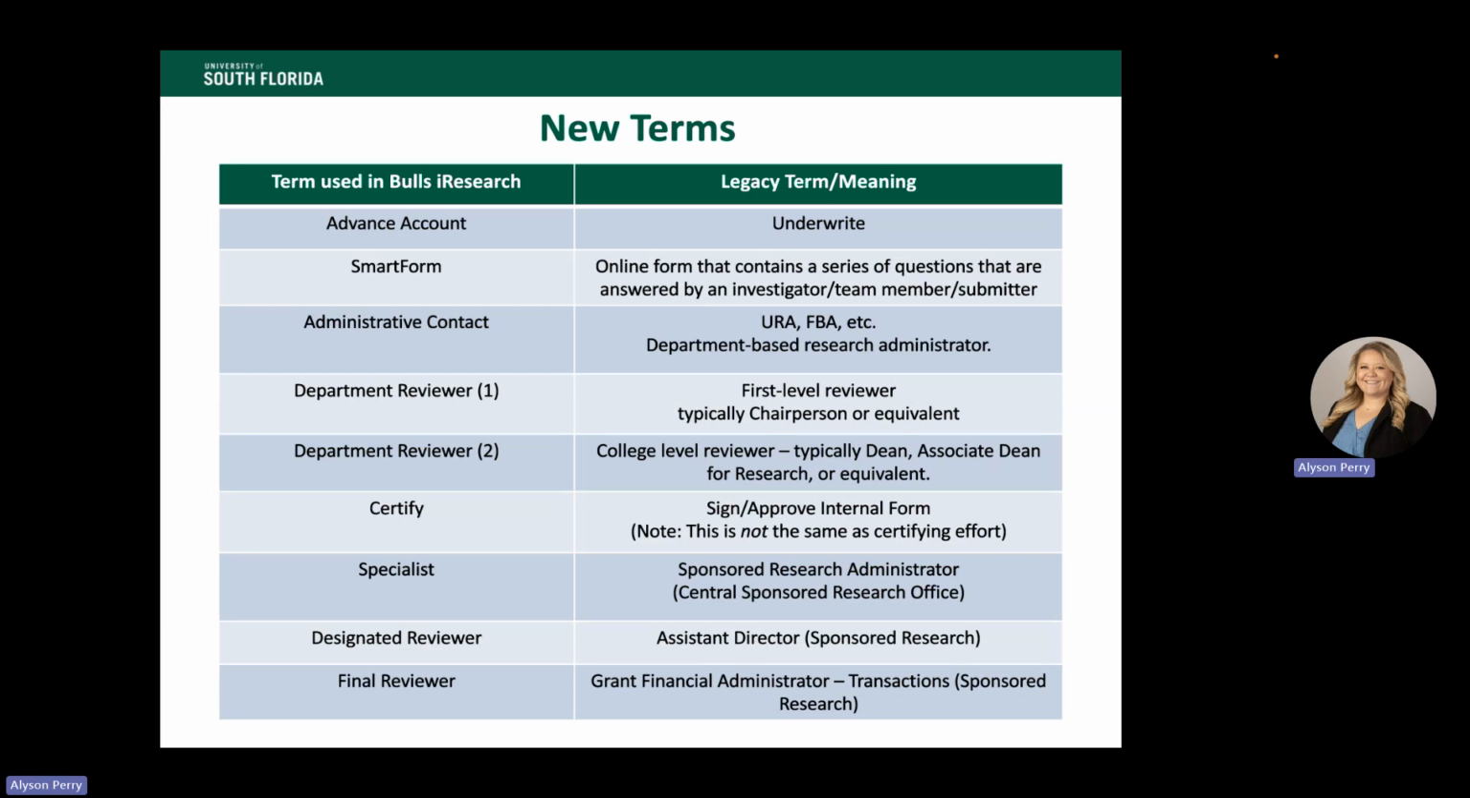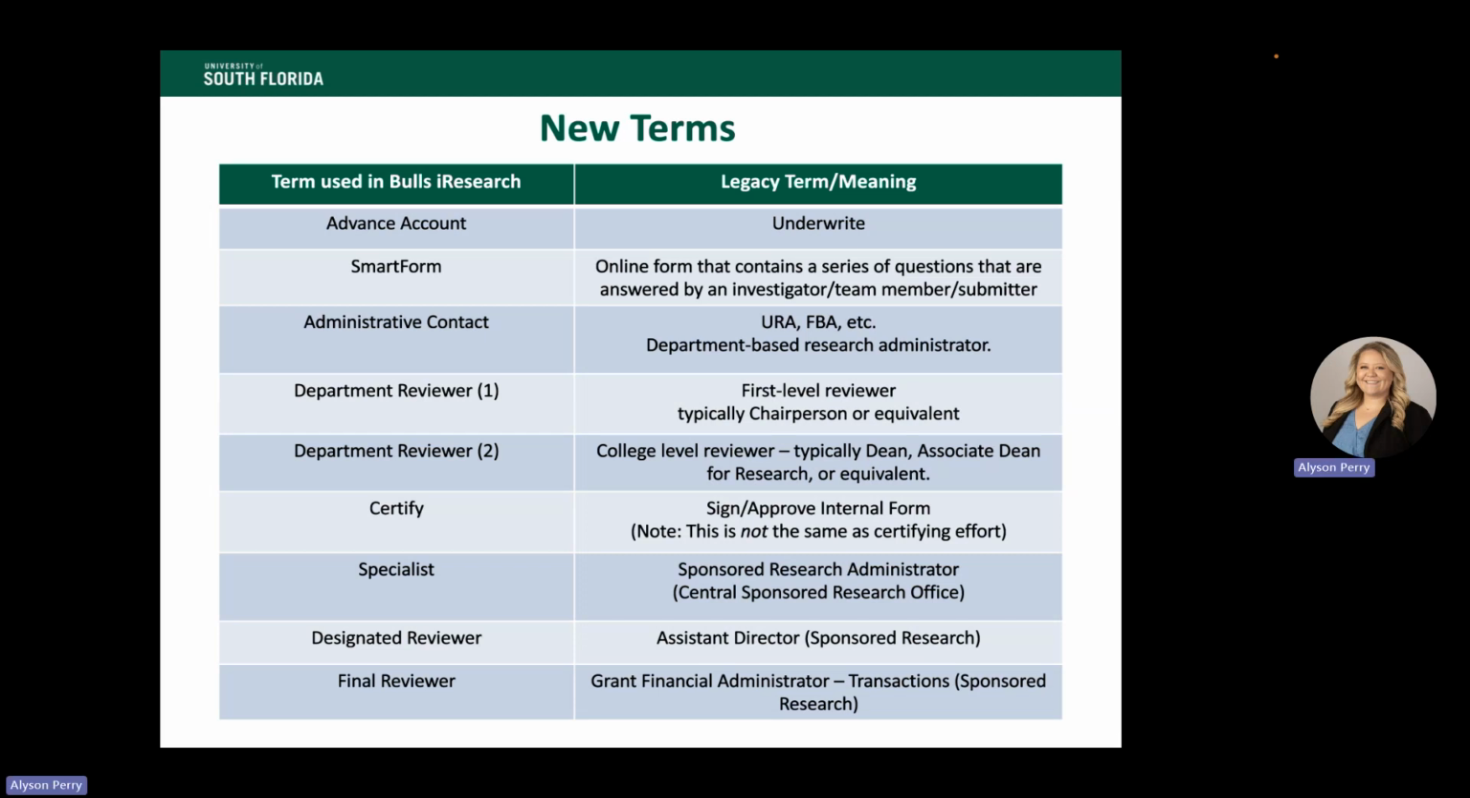Smart forms are an online form that contain a series of questions that are answered. So it's basically just an online application where we're filling in information. You have the administrative contacts, which are those URAs, FBAs, and department-based research administrators. You have two levels of department review, the first level typically being a chairperson or equivalent, with the second level typically being a dean, associate dean for research, or equivalent. Now, all of these department level reviews have been set by the departments themselves. So we reached out to each department and they set their internal workflow.